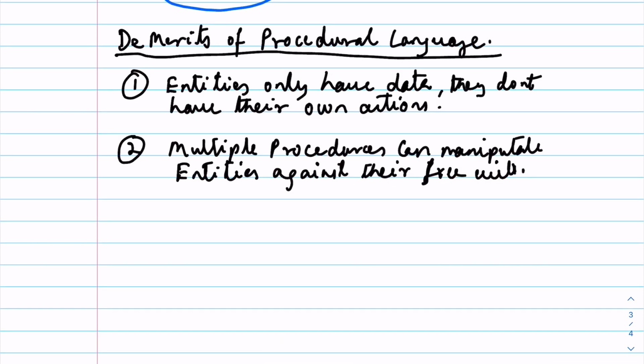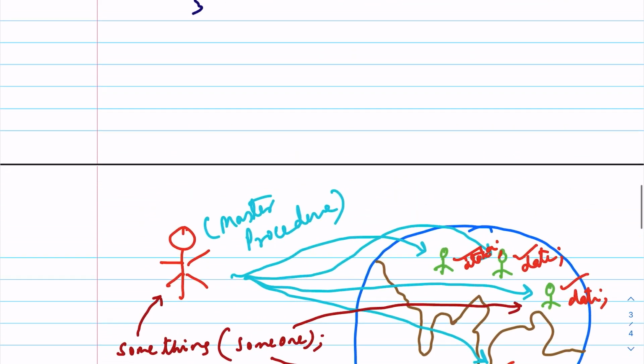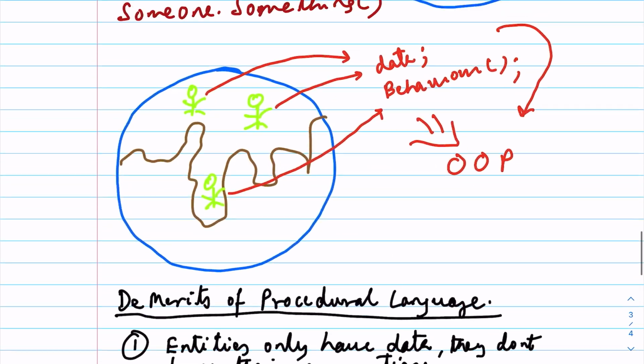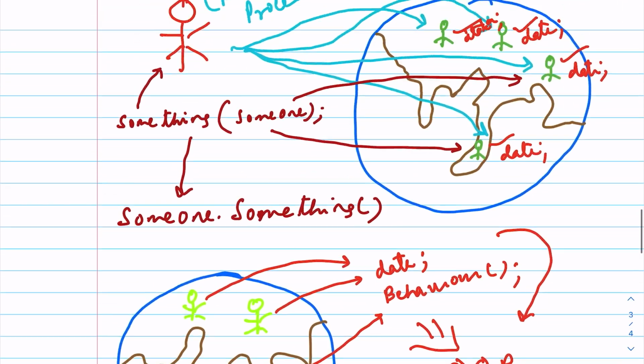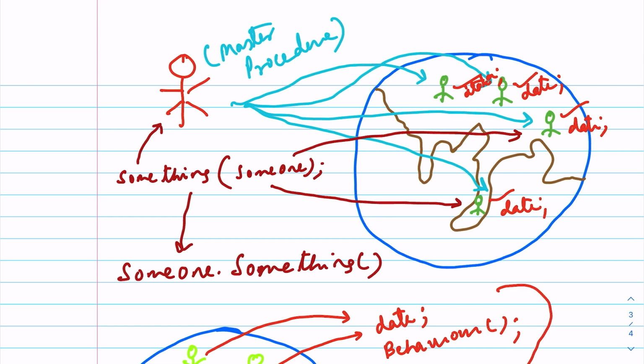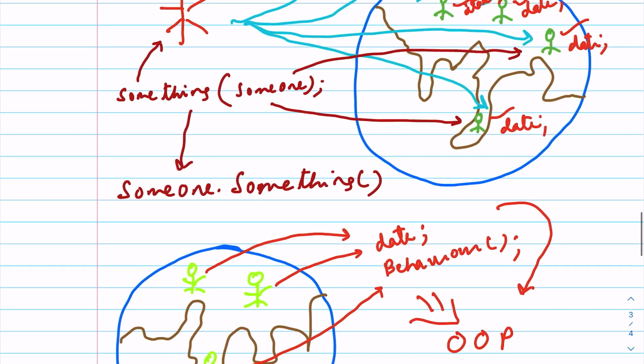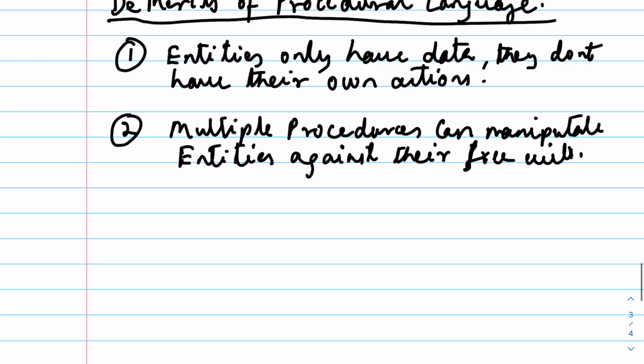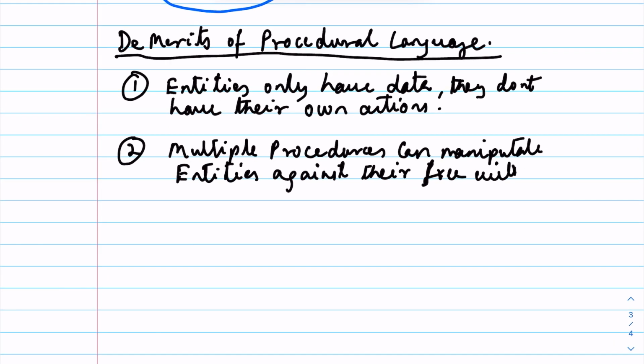So the demerits of procedural languages: entities only have their own data, they don't have any actions or their own behaviors. Multiple procedures can act on or manipulate the entities in their own way, and if they are not structured properly, that can create issues. And third, it doesn't follow a very natural pattern. So to address all these demerits, object oriented principles were developed.